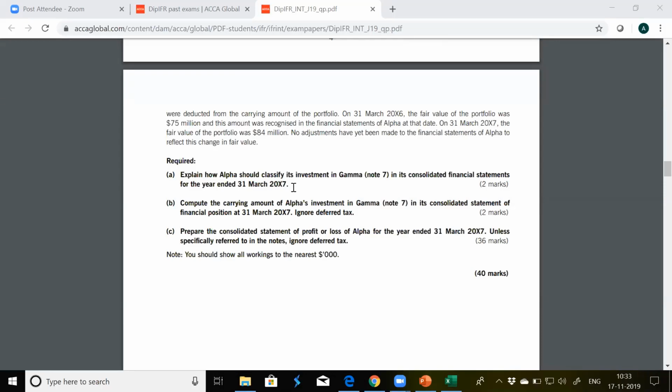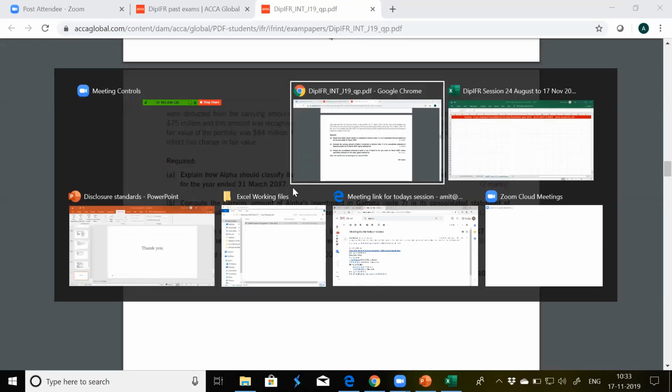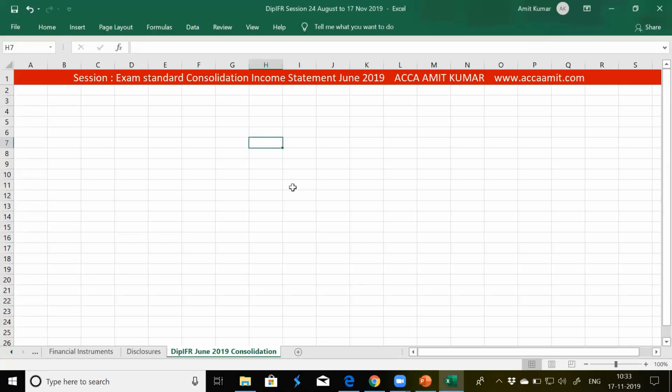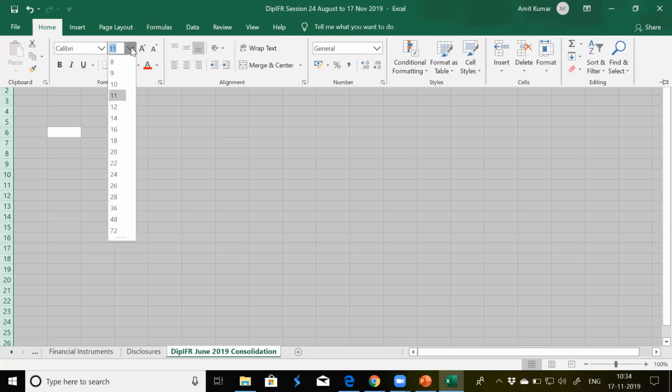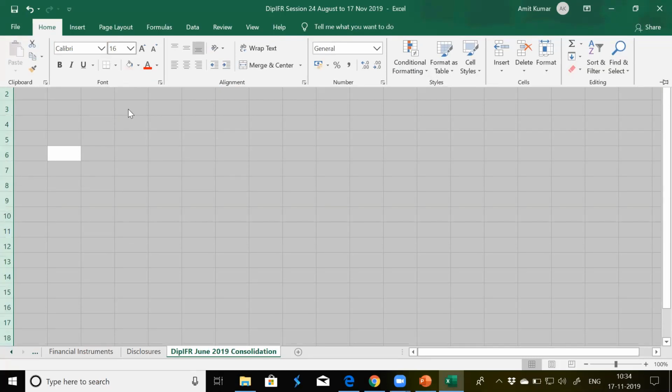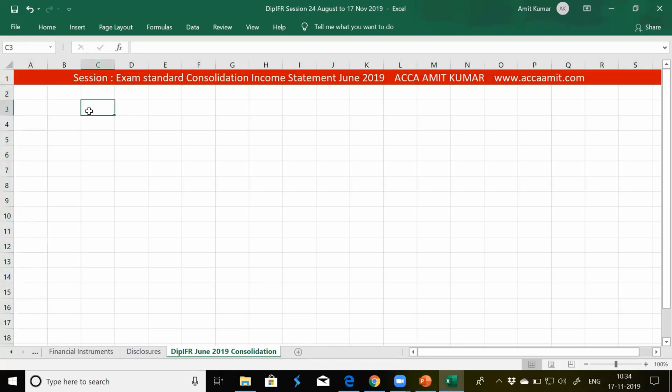So first things first, when you begin a question, you should always write the group structure first. So working note number 1 is the group structure, who all exist. Alpha is the parent. They have an investment in Gamma.